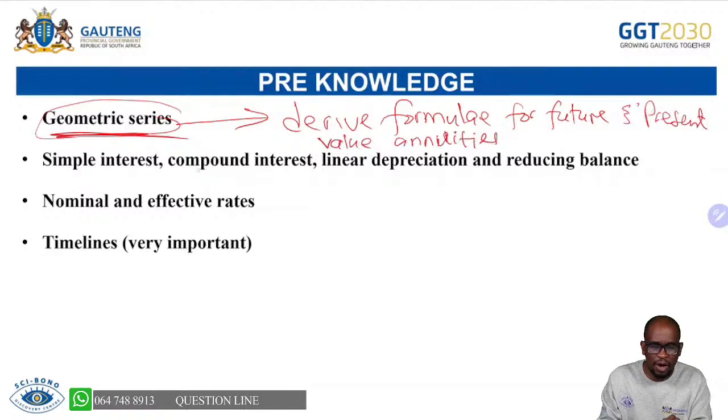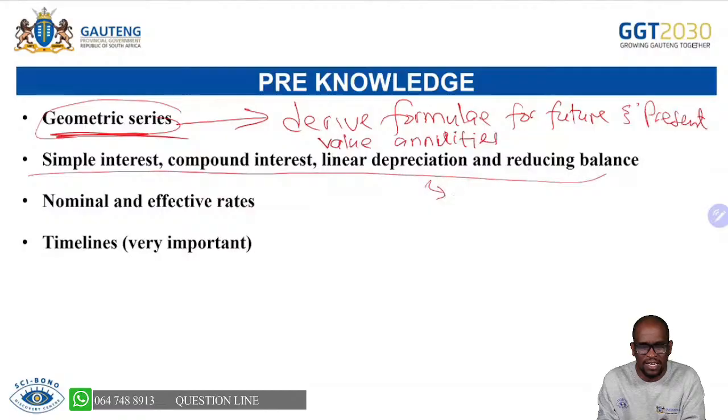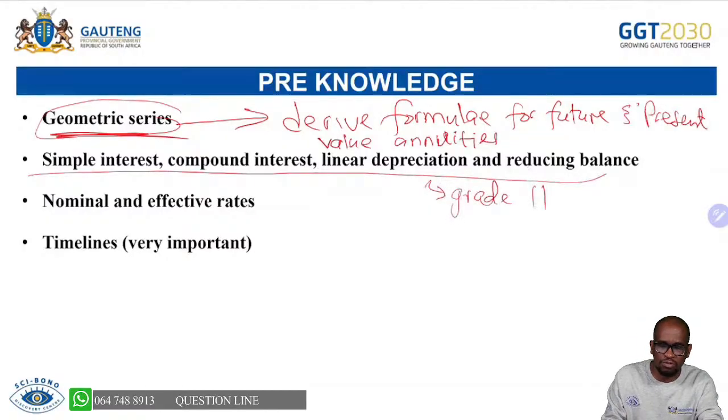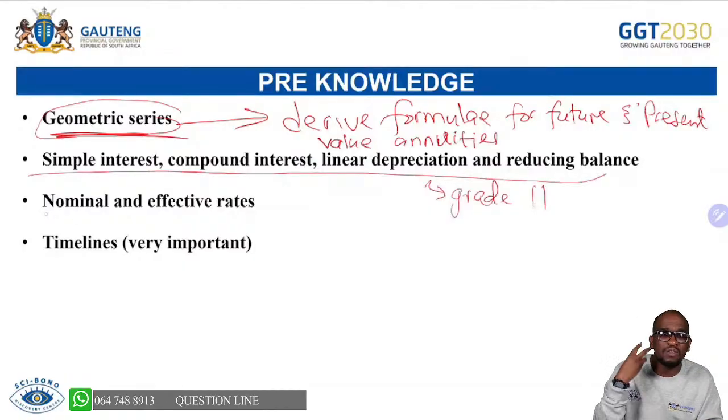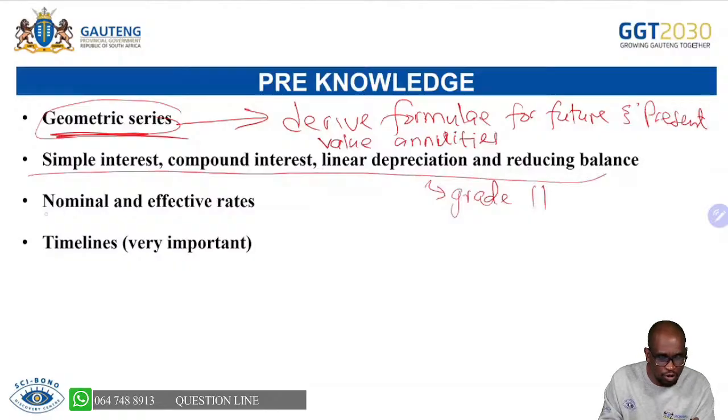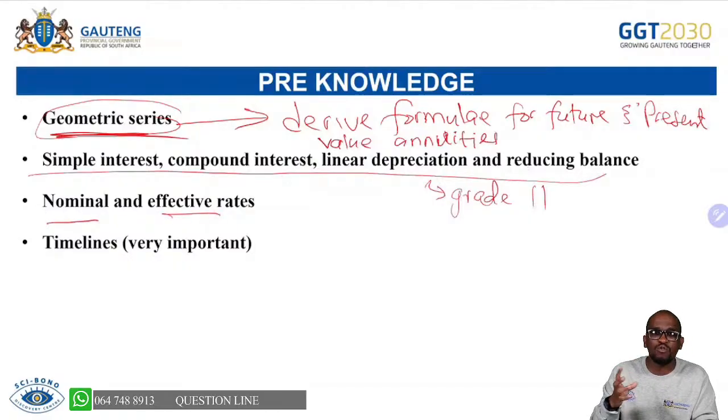Simple interest, compound interest, linear depreciation, and reducing balance. This is from grade 11, all right? This is knowledge from grade 11 that you need to bring into the current lesson, all right? Nominal and effective rates, you know the formula to convert between nominal and effective rates. But remember, sometimes you have to move from nominal to nominal. Then you need to know how to derive the formula for that. It's very, very important, okay?